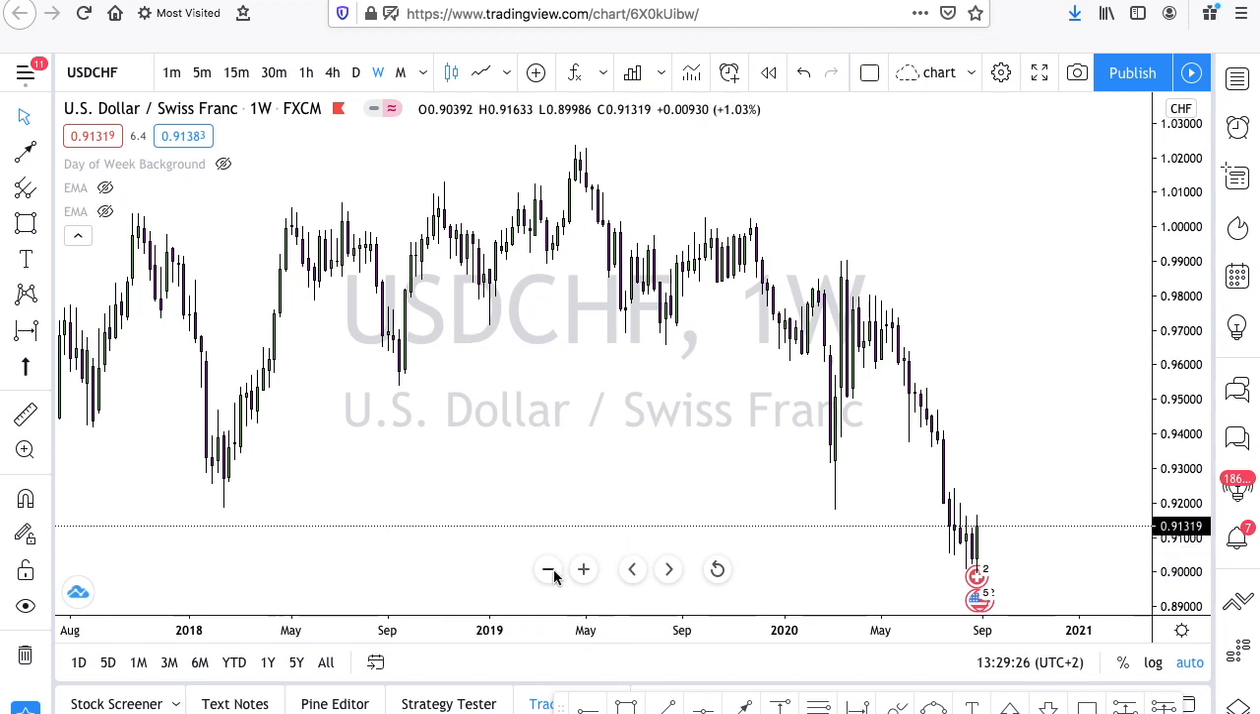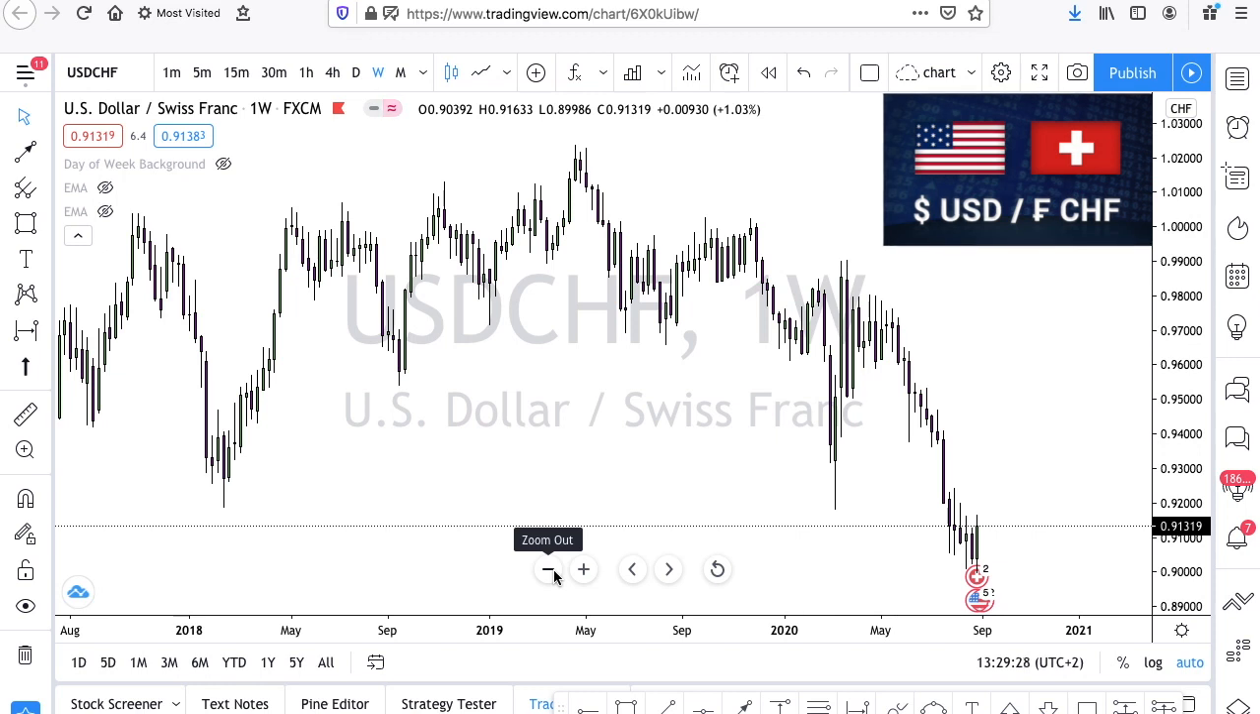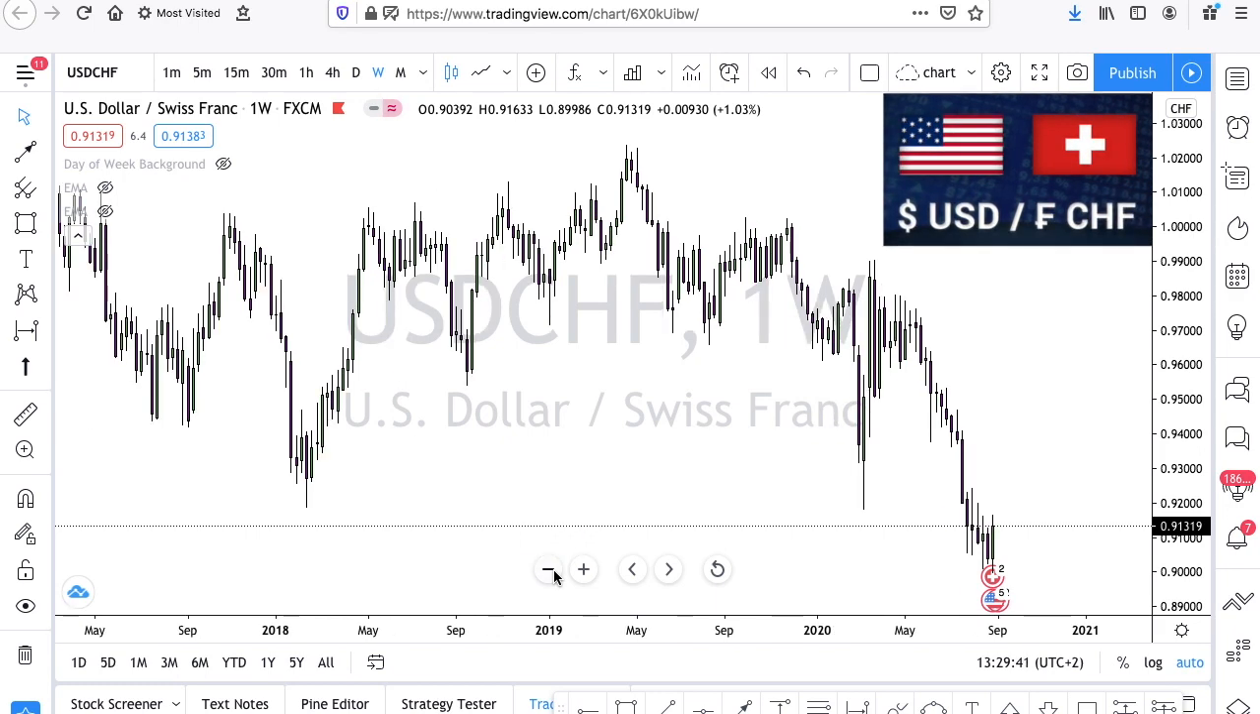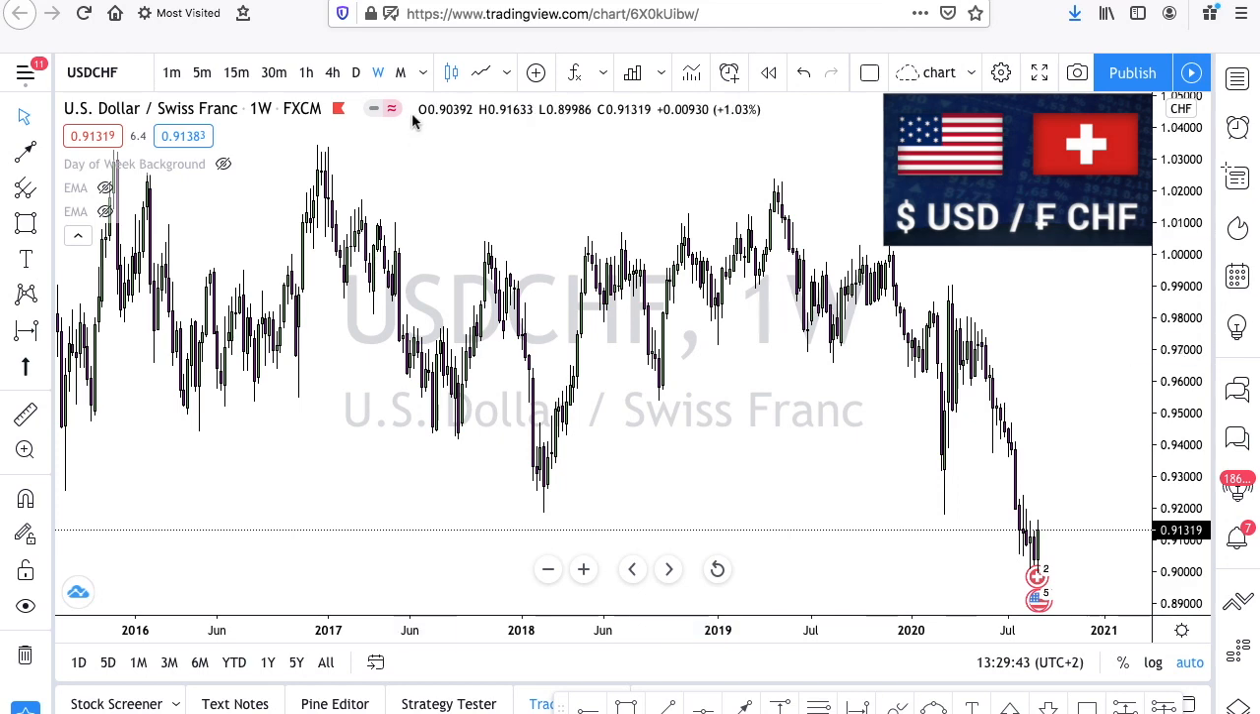For me, I personally do top-down analysis. I start from the weekly or monthly just to get the overall bias for the trend and see what's been happening for weeks or days. So this is USD CHF. I'm on the weekly time frame here.